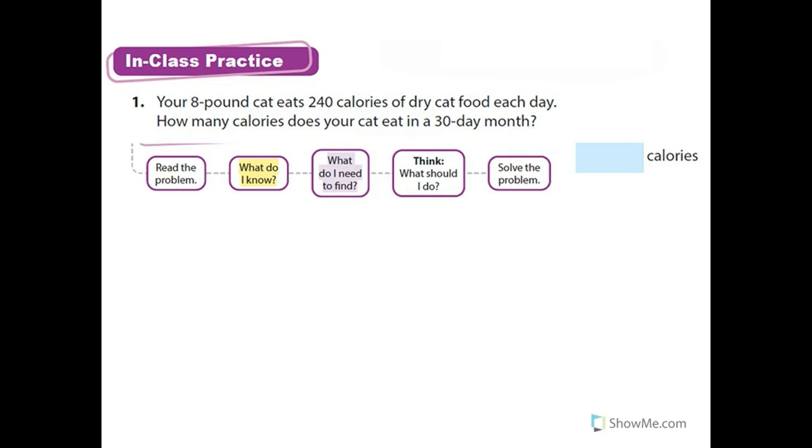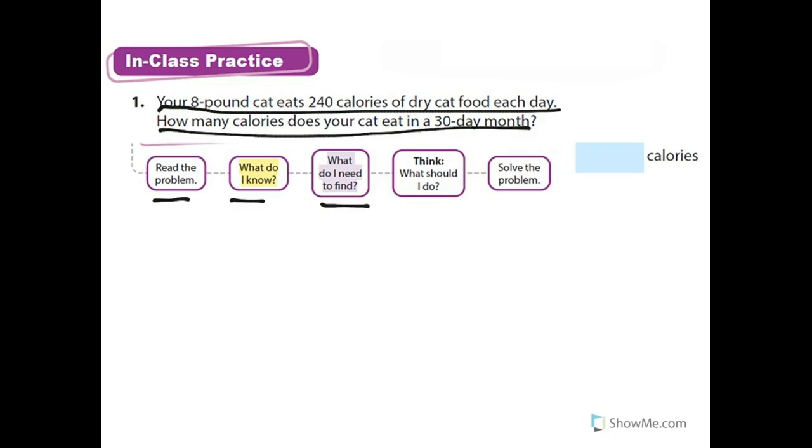All right, so your 8-pound cat eats 240 calories of dry cat food each day. How many calories does your cat eat in a 30-day month? All right, so we've read the problem. What do we know? Well, we know that your 8-pound cat eats 240 calories of dry cat food each day. All right, what do we need to know? We need to know how many calories your cat eats in a 30-day month, right? So what should we do?